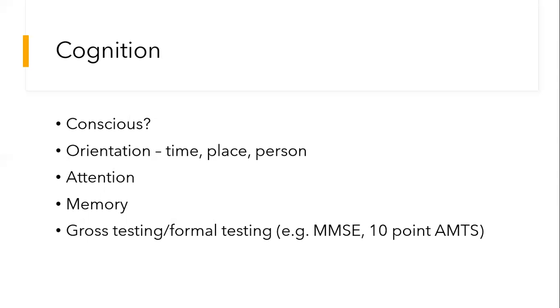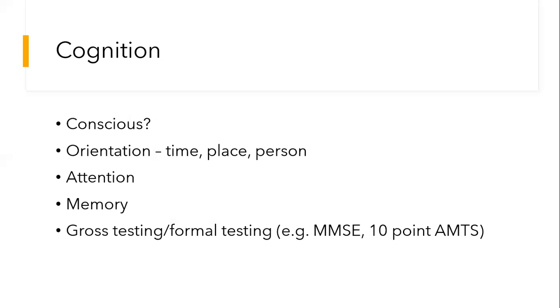The next section is cognition. So we can test this grossly or do formal testing. So you want to assess whether someone's conscious and alert, or are they drowsy. As a very basic screen, you can assess whether someone's oriented to the time, person and place. So do you know what day it is today? Roughly what time is it to the nearest hour without looking at the clock? What year is it?